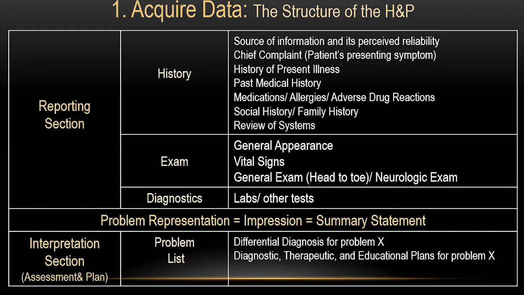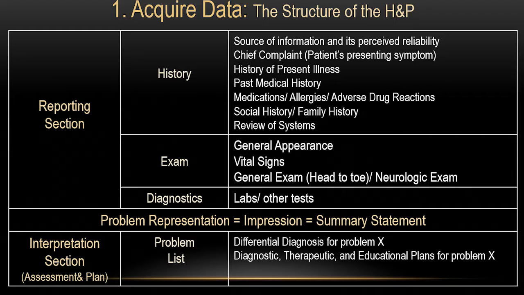So for the history, we usually start the history with a comment on the source of information and how reliable it is, and then we go through the chief complaint, then the history of present illness, past medical history, and history of medication, social history, family history, and finally we do review of symptoms.